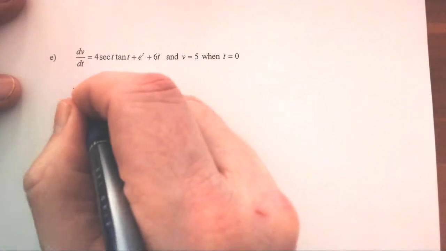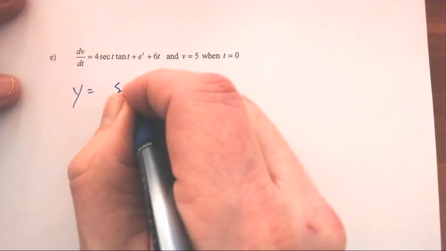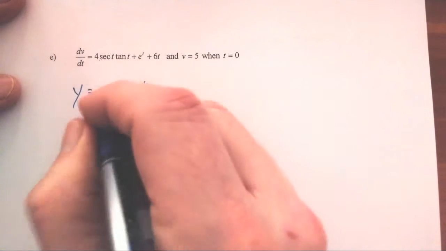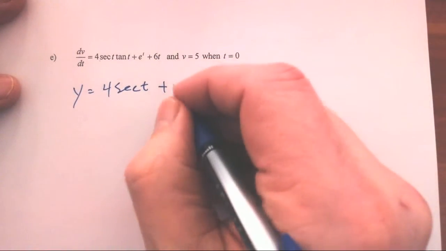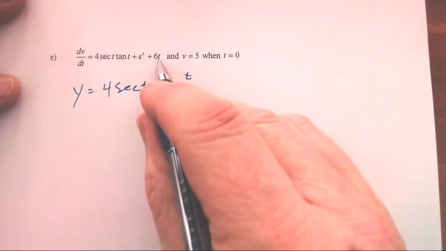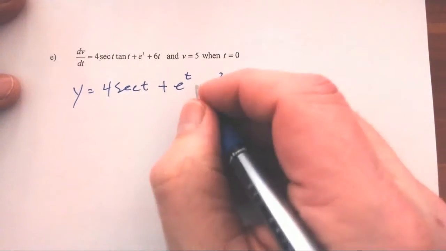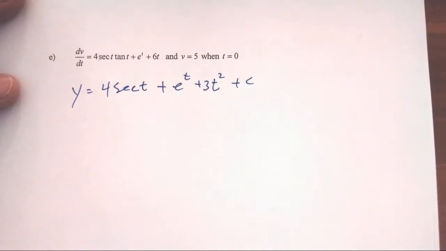Okay. Y equals, well, the derivative of secant is secant tangent. But it's not times 4, so we adjust for that. Plus the derivative of e to the t is e to the t. To end up with a plain old t, I must have started with a t squared. That gives me 2t, but I want 6 of them. Plus c.